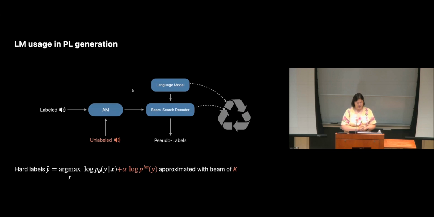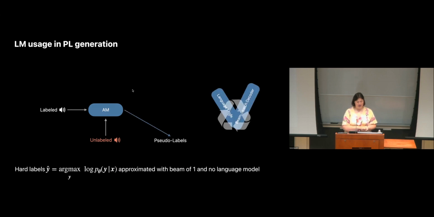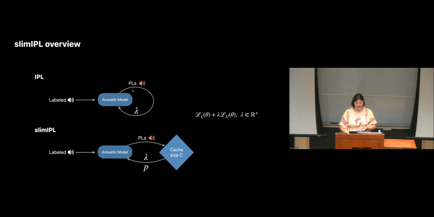Before, we used hard labels, which are just transcriptions, and we used the beam search, where you see here the red component adding the language model with the beam size of k, which is 1000 in our case. Now we want to remove the beam search and language model and just approximate with hard labels as the argmax of the probability. For CTC, it's just the argmax per every frame to get the transcription. So now how can we make it work? You need to make some modifications, and the main issue is the stability of the training.